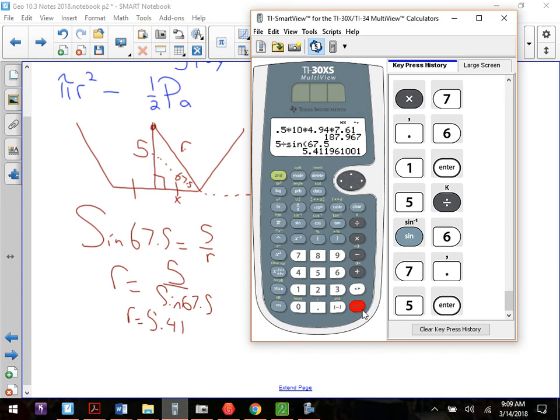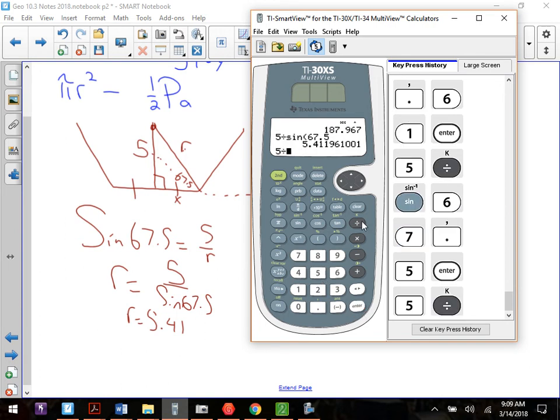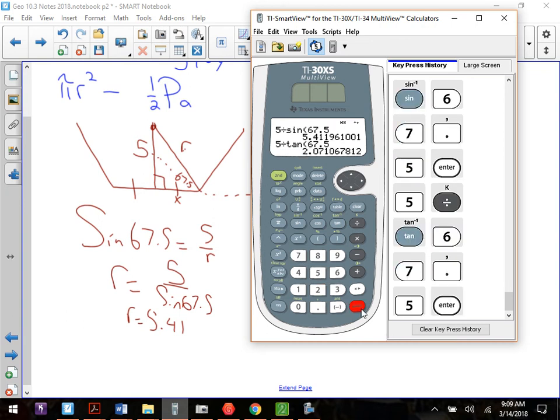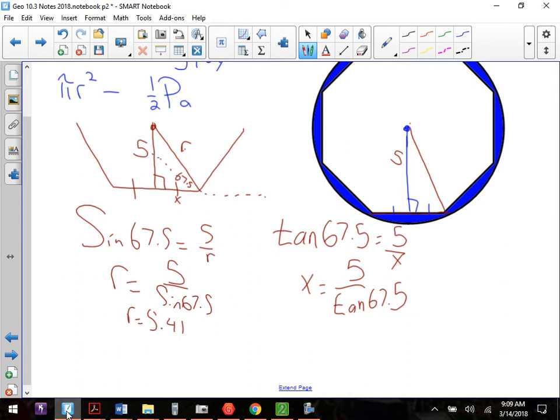The other one was tangent, wasn't it? Yeah. That value of x is 2.07, which means that small section is 2.07, which means the other small section is 2.07, which means the whole segment is 4.14. So now you have enough information. It just looks messy.